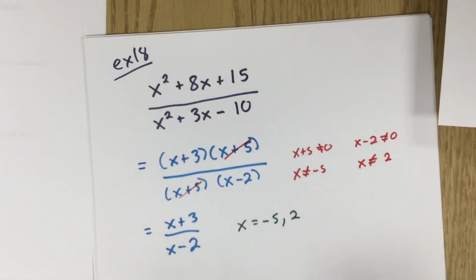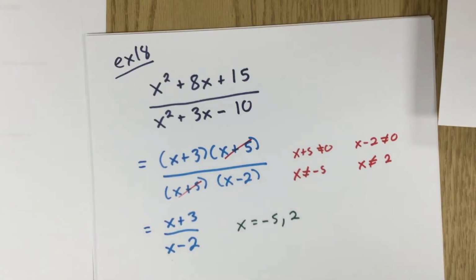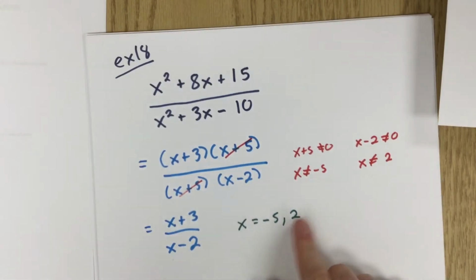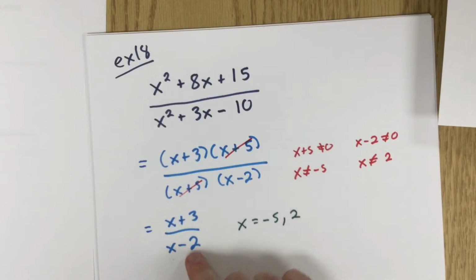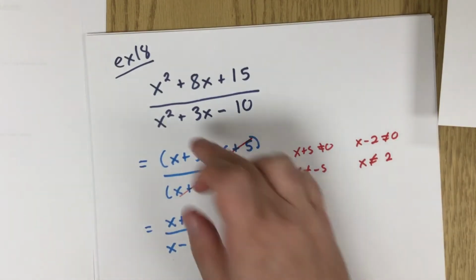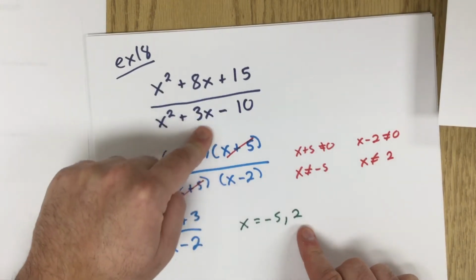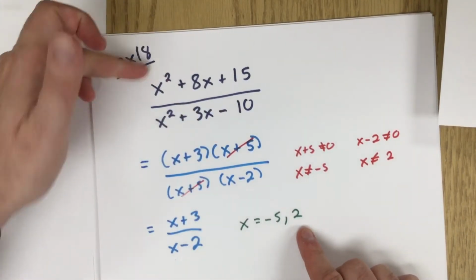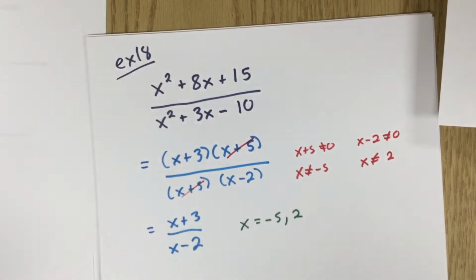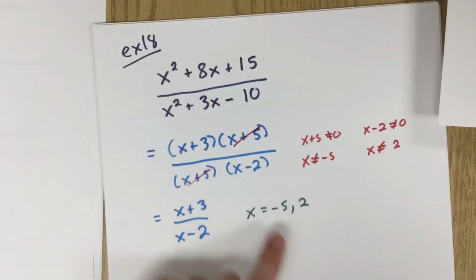I'm just going to quickly point out what this means. When I say x can't be minus 5 or 2, the 2 is fairly obvious. If it's 2, then we end up with division by 0. So 2 squared is 4, 4 plus 6 is 10, 10 minus 10 is 0. That's division by 0. Big mess. But why does minus 5 not work?